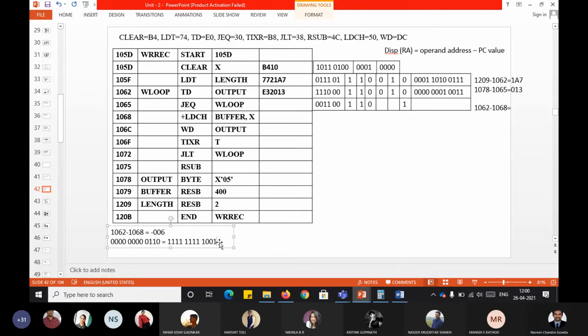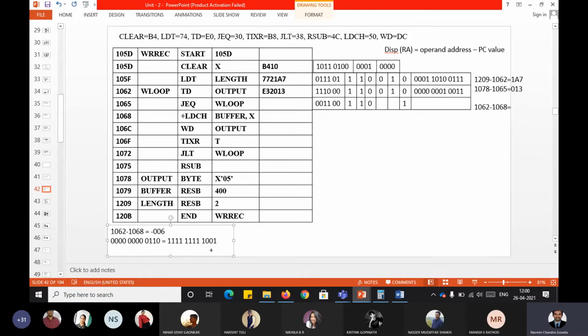That's the 1's complement. When I make it the 2's complement, you remember how to do that: plus 1. You know this, right? Yes, sir. So when you add 1 plus 1, you get 0 with a carry 1. So you'll get 1111 followed by 1111 followed by 1010, because 1 plus 1 is 0 followed by carry 1.